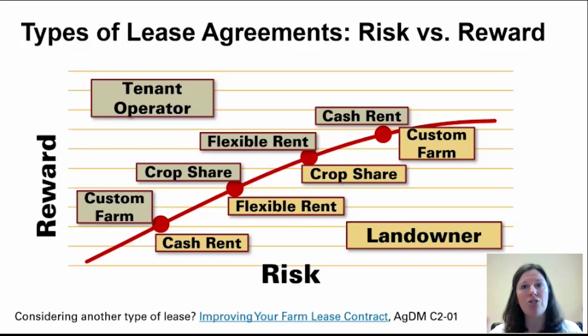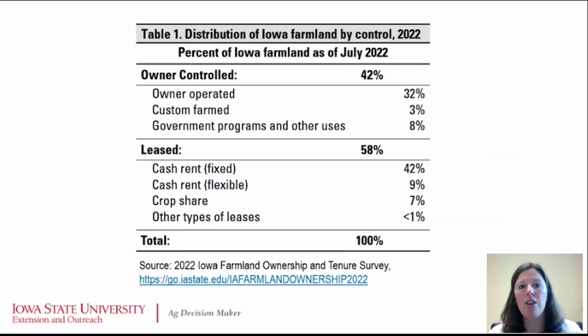Generally, as this chart shows, the level of risk varies among the various types of agreements. So with a flexible lease, the tenant might be taking on more risk, but not all of it. The most recent data we have on the breakdown of leases in Iowa shows that 9% of leases have some form of flex to them.